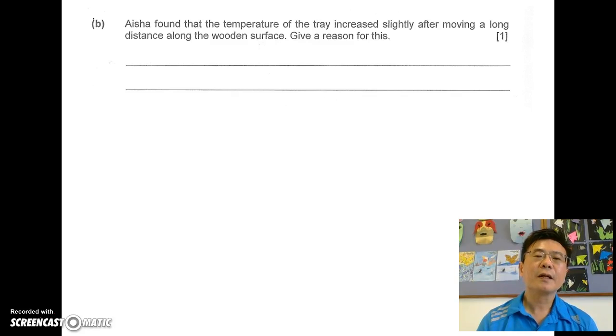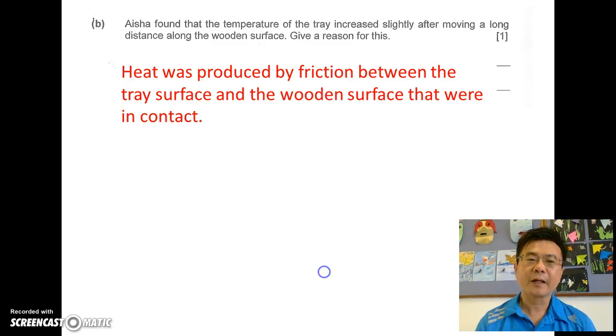Question B. Aisha found that the temperature of the tray increased slightly after moving a long distance along the wooden surface. Give a reason for this. Heat was produced by friction between the tray surface and the wooden surface that were in contact. Hence, the temperature increased. Friction will lead to heat, and when there's heat, there will be an increase in temperature.